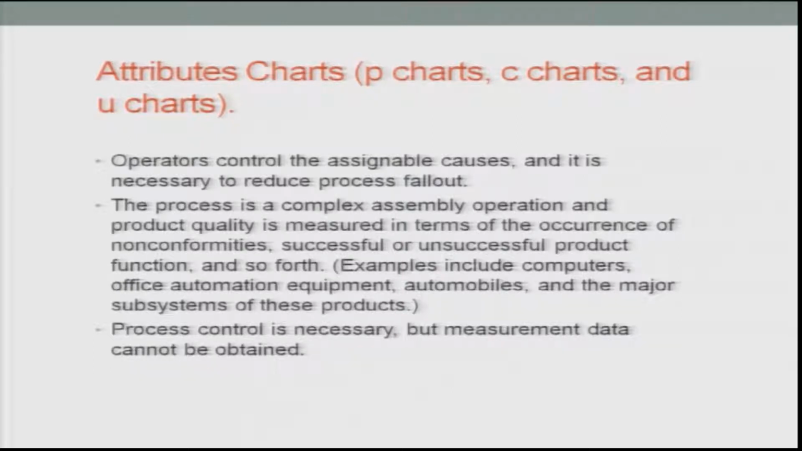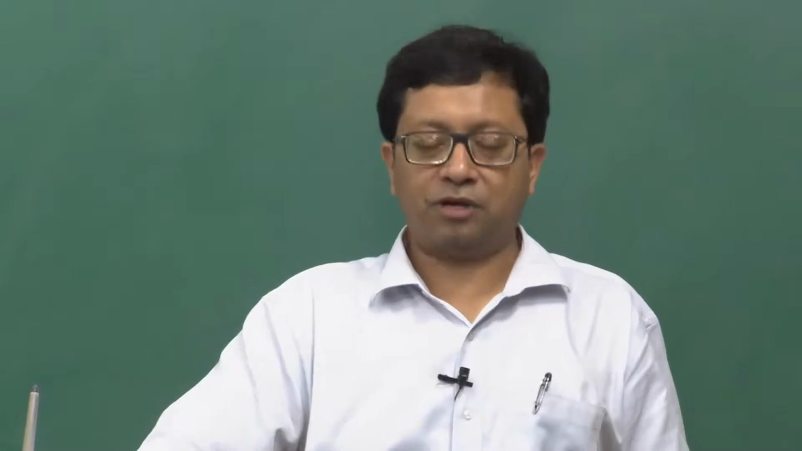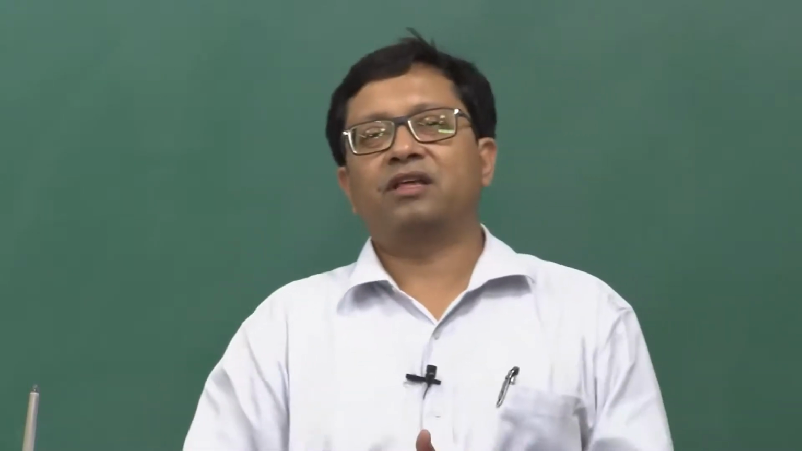So, if there are any variations, the process is a complex assembly operation, and product quality is measured in terms of the occurrence of the non-conformities, and so on and so forth. So, examples include computers, office automation equipment, automobiles, and the major subsystems of these products which are being considered. Process control is necessary, but measurement data cannot be obtained. So, in this case, if they are not obtained, obviously you would have the attributes.